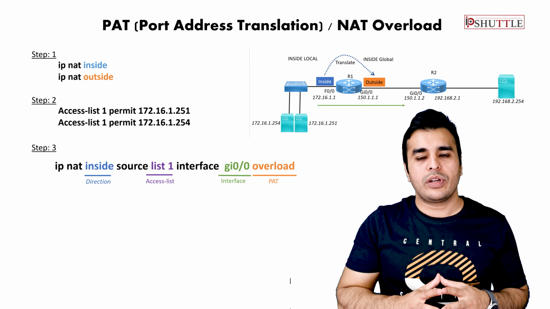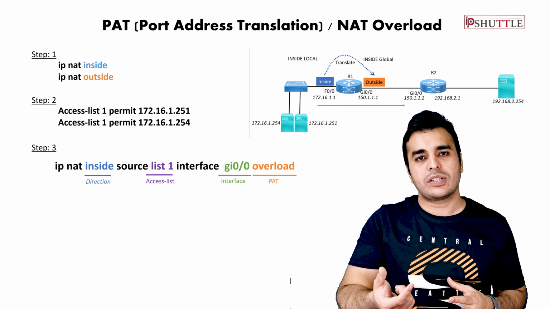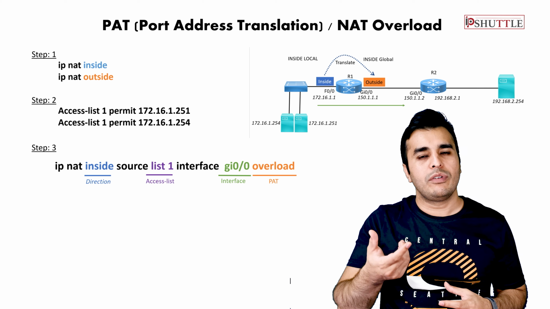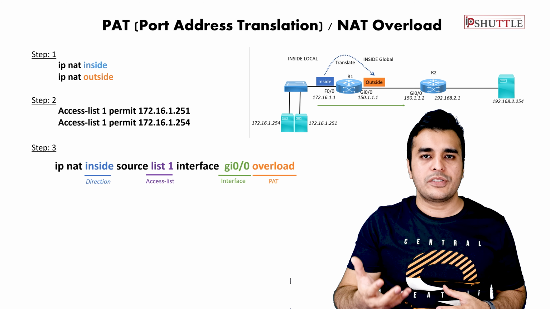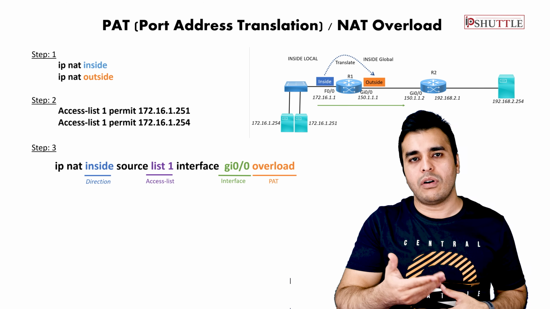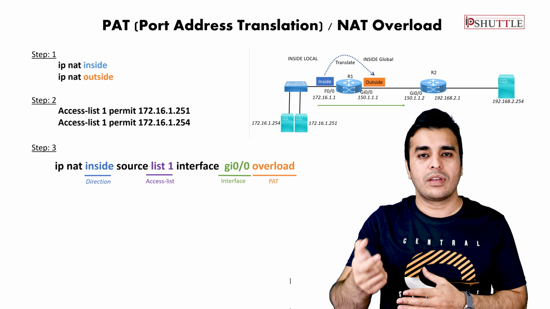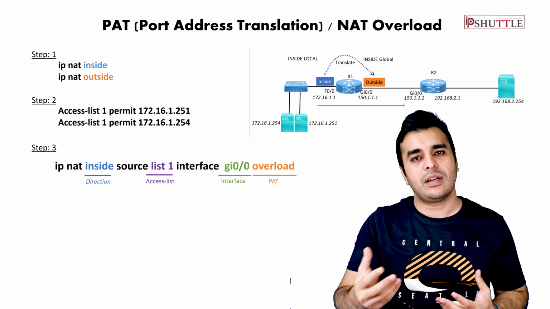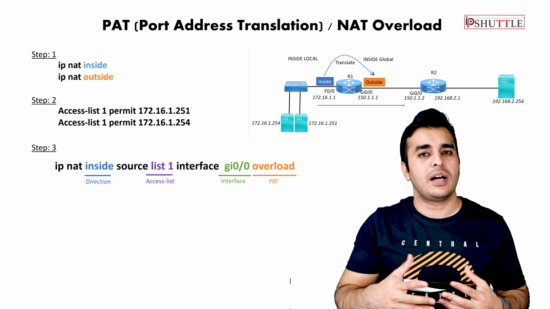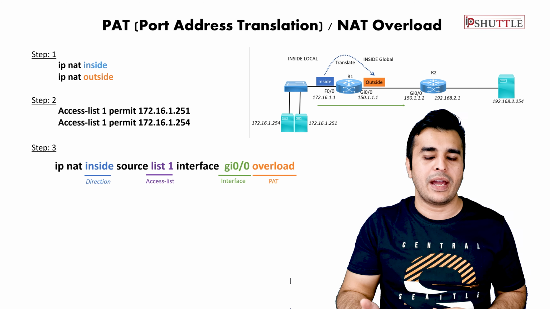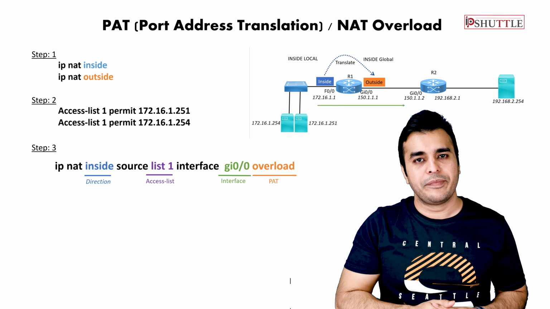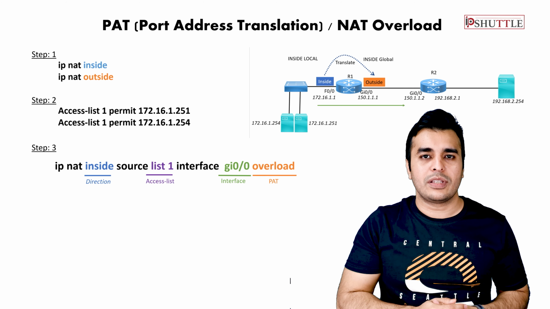The only difference in the configuration is that in step 3, you will mention IP NAT inside source list network or host IP addresses, and mention the interface. What will be the interface? And after that, just write the command overload and it should do the PAT over that interface. Hope that clarifies all the information.